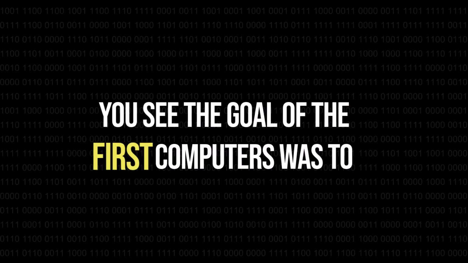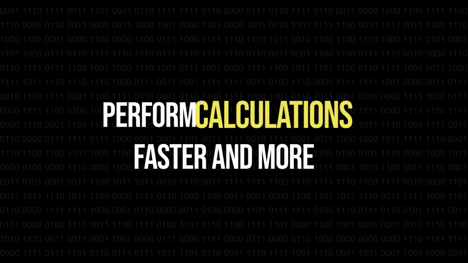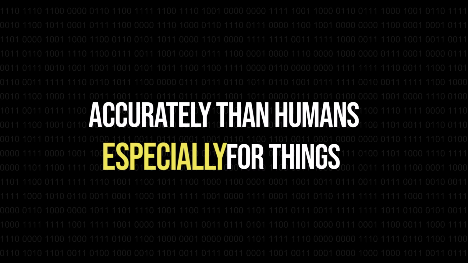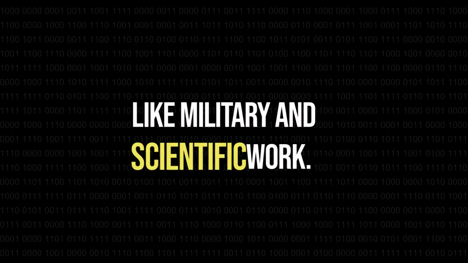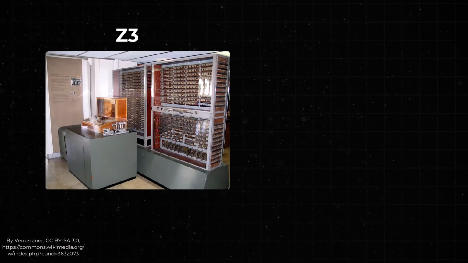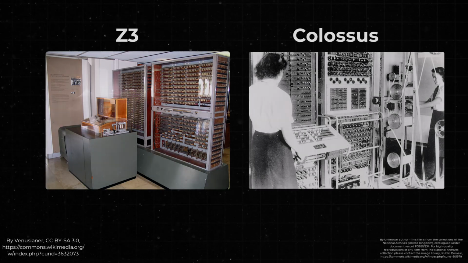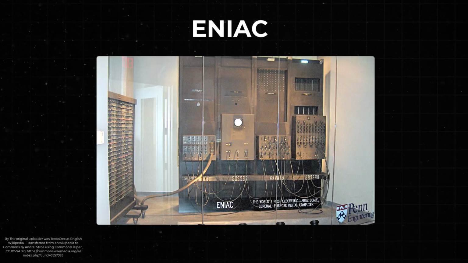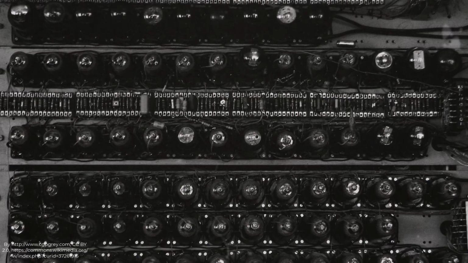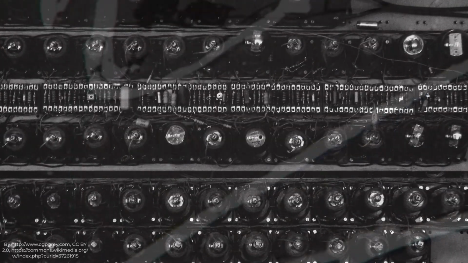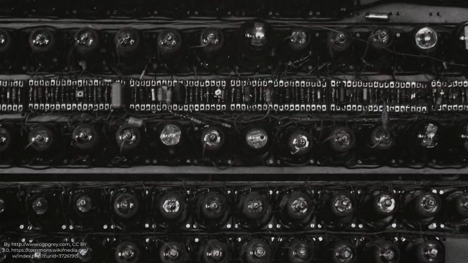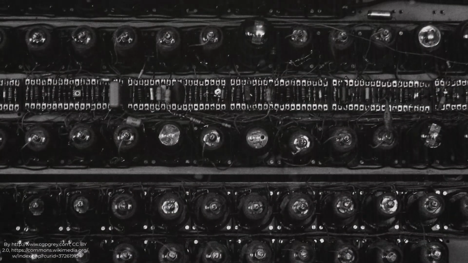You see, the goal of the first computers was to perform calculations faster and more accurately than humans, especially for things like military and scientific work. The first computers were the Z3 and Colossus, yet one of the first large-scale programmable digital computers was the ENIAC that was made in the United States, built at the University of Pennsylvania, and completed in 1945 and is still there today. These early computers used vacuum tubes because they were the first electronic components capable of acting like switches, turning electrical signals on or off, and much faster than mechanical switches or relays.